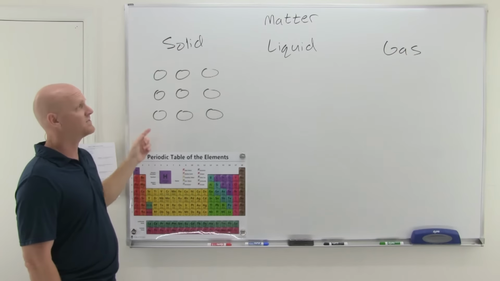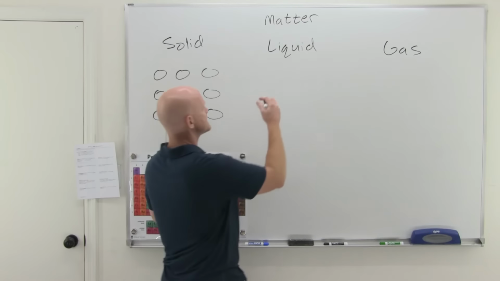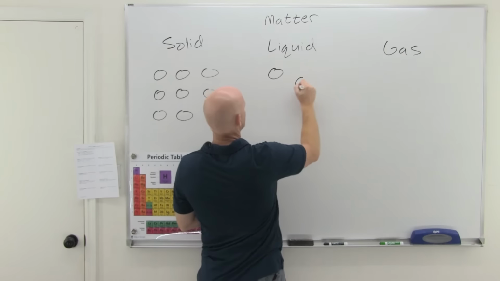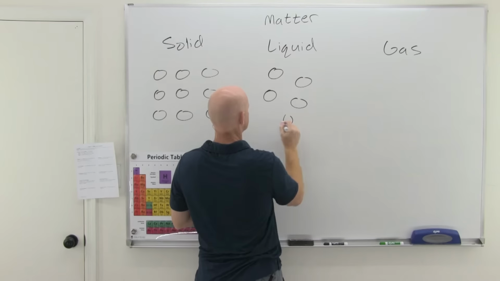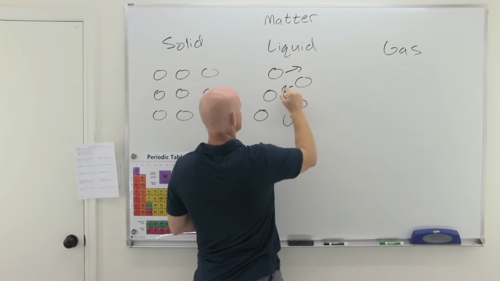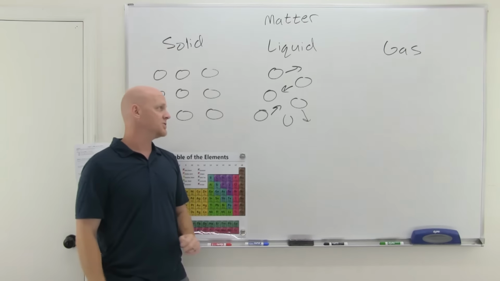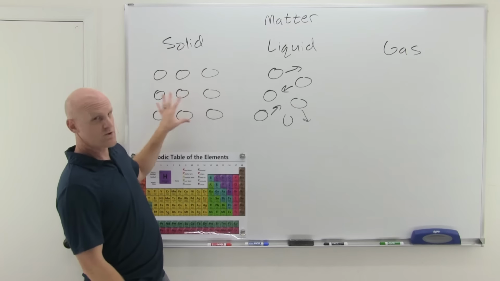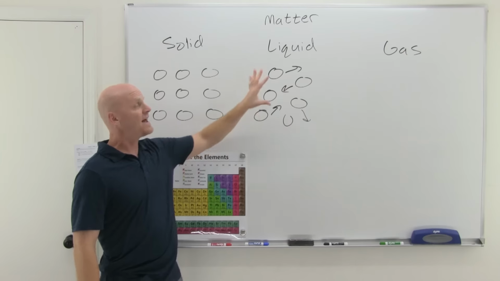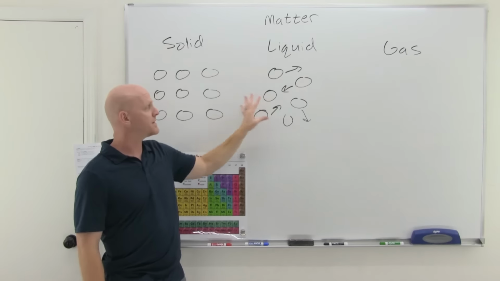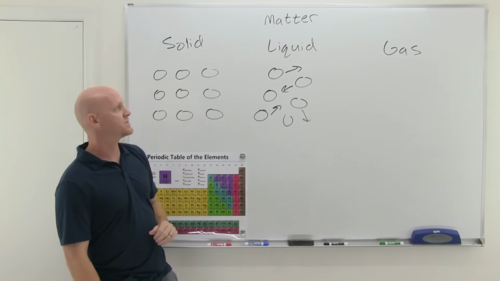Now, a liquid's going to be different. You'll find that a liquid is a little more random, and these atoms are moving around as well. They're flowing, if you will. They're not going to be in this crystal structure, and they're not going to be restricted in their motion. They'll be able to move around as compared to a solid.